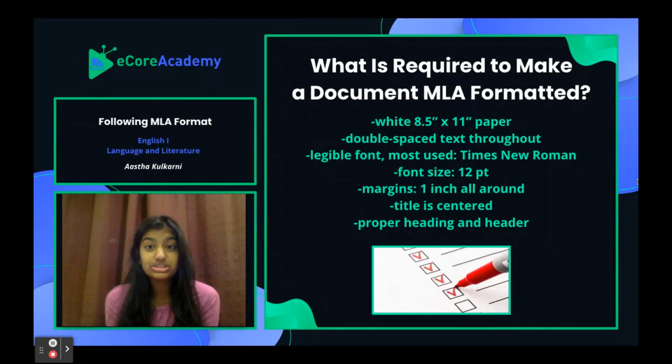You need white paper, which is 8.5 inches by 11 inches. The text should be double-spaced throughout. It should almost always be double-spaced unless you are doing something like an annotated bibliography where the annotations would be single-spaced. You need a legible font, obviously. The most used one is Times New Roman. Sometimes Arial is used, but Times New Roman is the most common one. Font size should be 12 point. Again, sometimes teachers will allow 11 point. That's usually if you have to fit something into a page limit, but 12 point is the most common. Margins should be 1 inch all around.